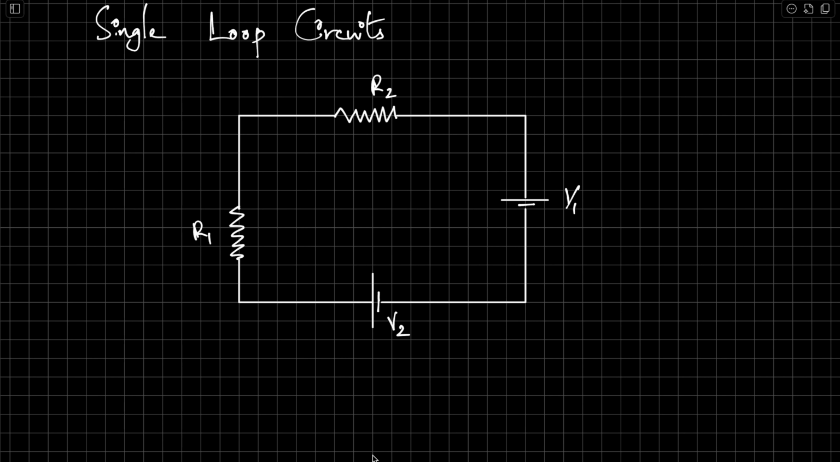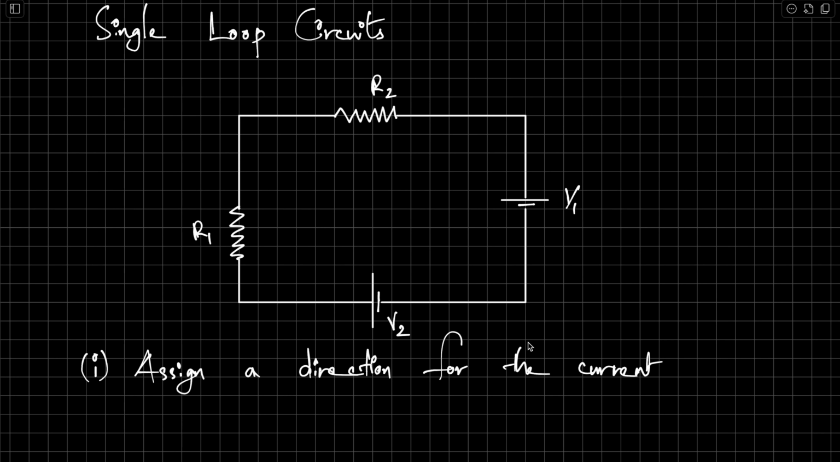I'm going to write 4 steps that we will follow to solve such circuits. Step number 1, assign a direction for the current. Current flows from the positive terminal to the negative terminal of the battery. If you have multiple batteries connected in a circuit, just follow the direction of the larger battery. But it's okay to be wrong in the first step. Even if you assign a wrong direction for the current, the answer you'll get at the end will be the same, except you'll have a negative sign. So it's fine, but try to get it right.